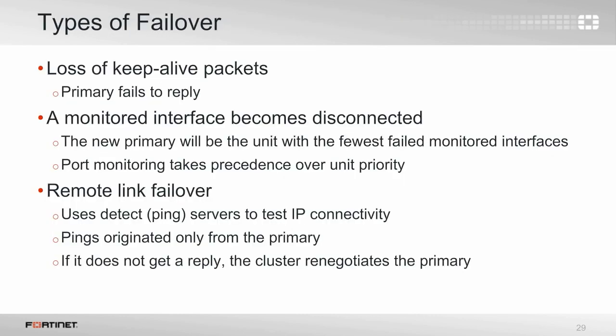There are 3 occurrences that can trigger a failover. 1. When the primary stops replying to heartbeats. 2. When the link status of the monitored interface goes down. You can configure an HA cluster to monitor the link status of one or more interfaces. And 3. When a server, identified by its IP address, stops replying to the ping sent by the primary. You can configure an HA cluster to periodically send a ping to one or more servers to test the connectivity between the primary unit and the network services.